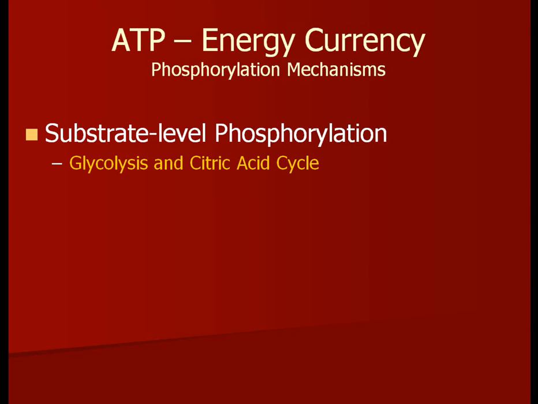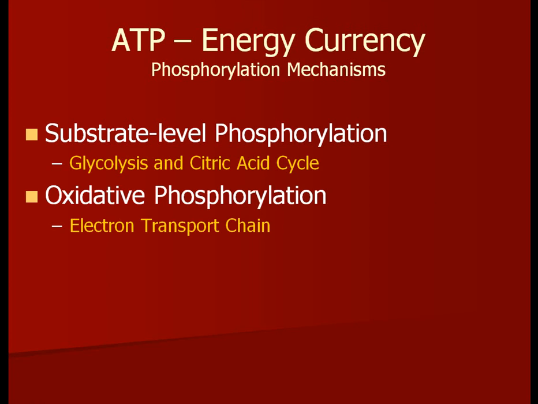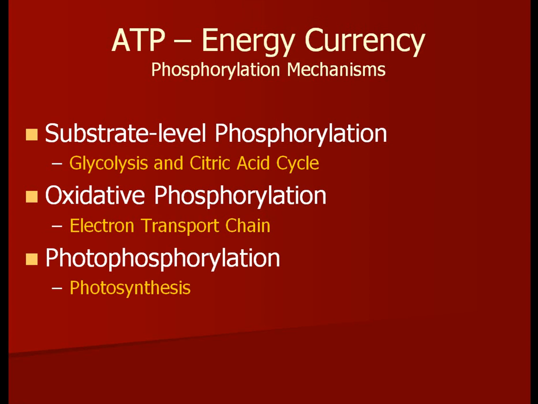A second type of phosphorylation is oxidative phosphorylation. We will look at this in more detail as we talk about the electron transport chain. A third type of phosphorylation is photophosphorylation. This occurs in photosynthesis, and it is the input of light, or those photons, that is the driving force of photophosphorylation.